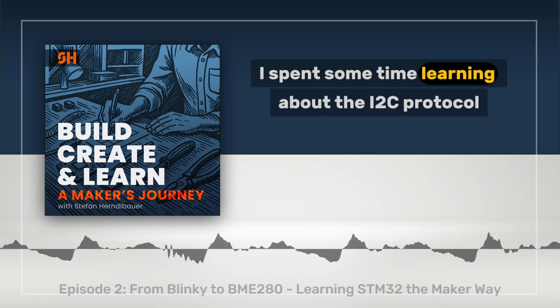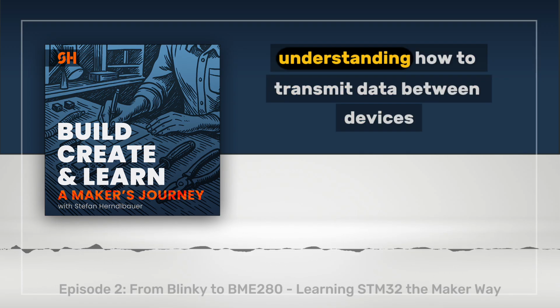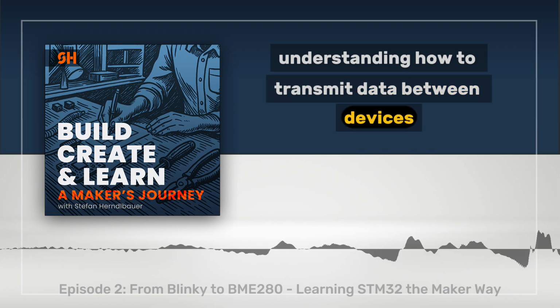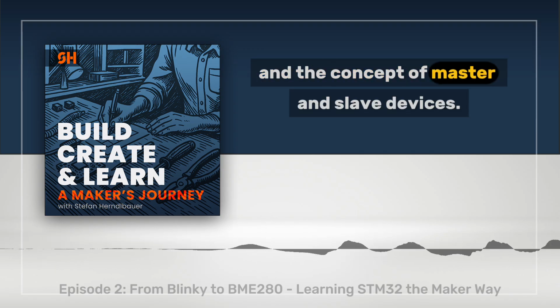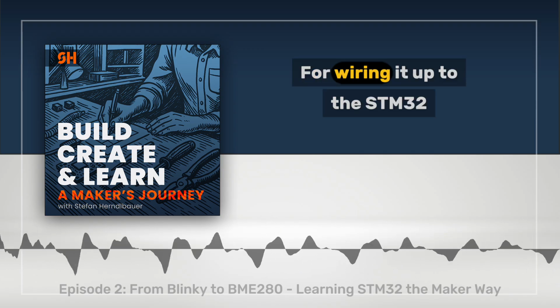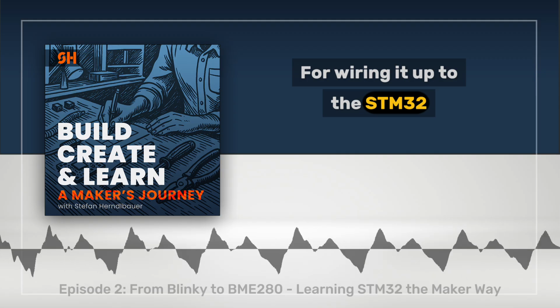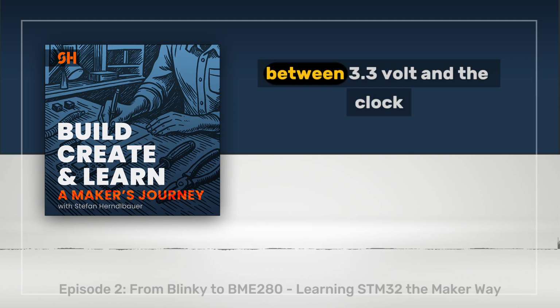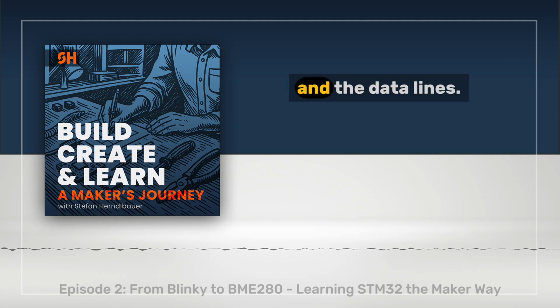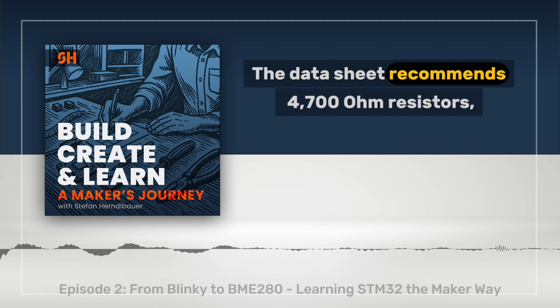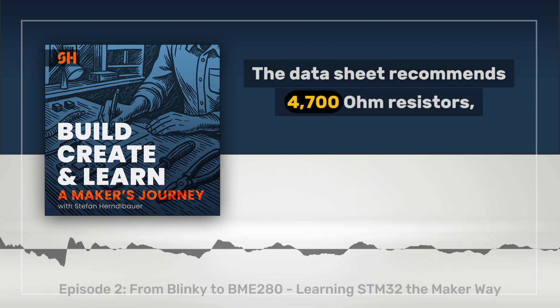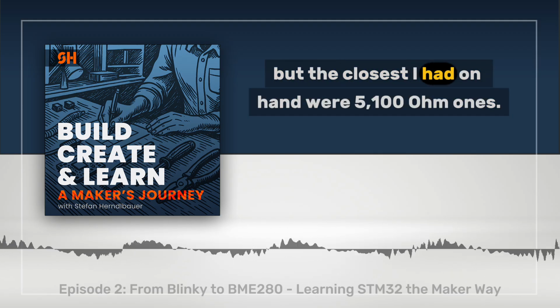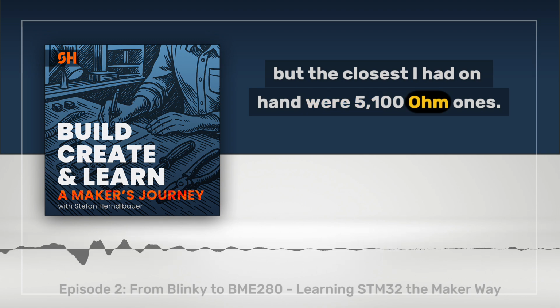I spent some time learning about the I2C protocol, understanding how it transmits data between devices and the concept of master and slave devices. For wiring it up to the STM32, I also needed 2 pull-up resistors between 3.3 volts and the clock and the data lines. The datasheet recommends 4700 ohm resistors, but the closest I had on hand were 5100 ohm ones.